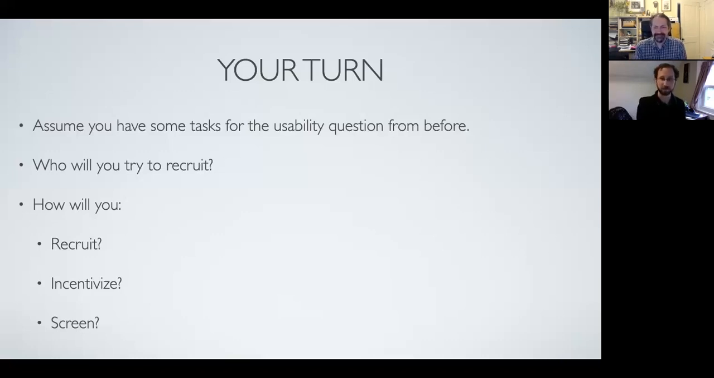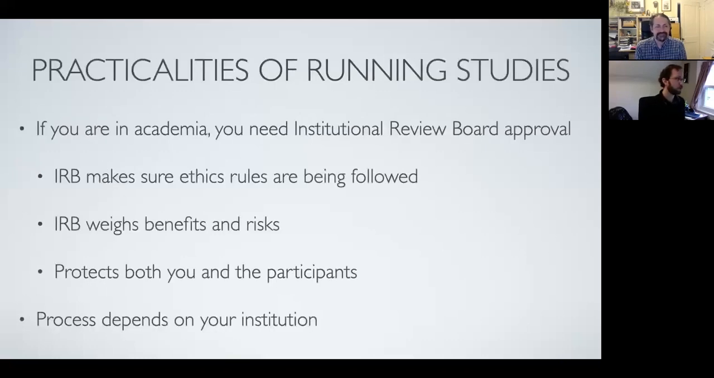Okay, great. So some practicalities. If you're in academia, you need IRB approval. IRB makes sure that the ethics rules are being followed. Their main job is to weigh the benefits and the risks of the study. So in a programming language study, typically the risks are very low. You're not asking people to take a dangerous drug, and so you're not worried about side effects. The worst kind of injury is probably going to be some sort of repetitive strain injury, but you're recruiting people for a few hours, maybe not for a few years or a few months.